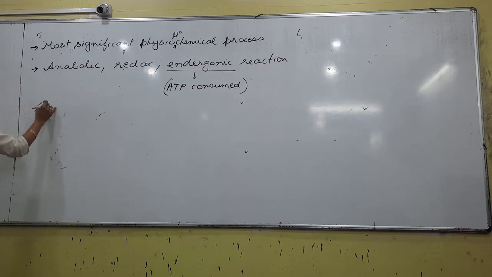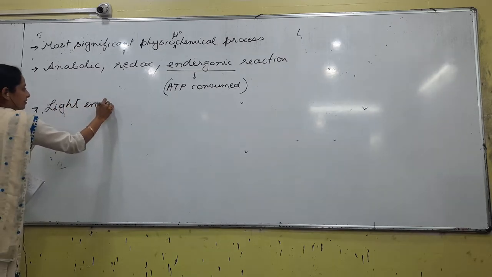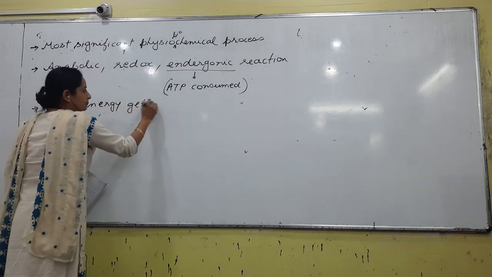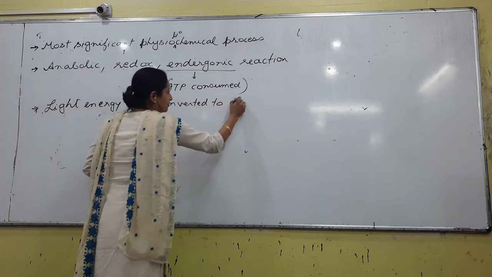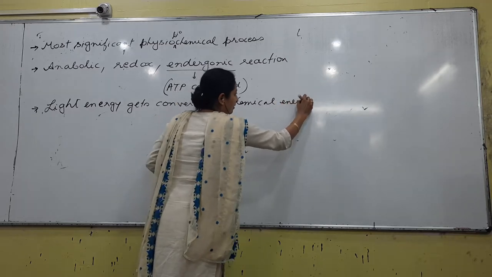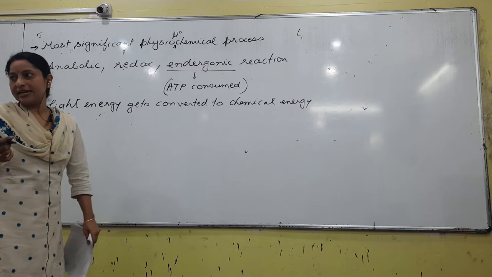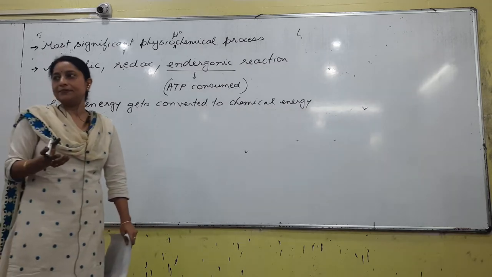So what happens in photosynthesis? Light reaction, or light energy, gets converted to chemical energy. Understood this point? Light energy gets converted to chemical energy, because we are concerned with the food that is being prepared, right?